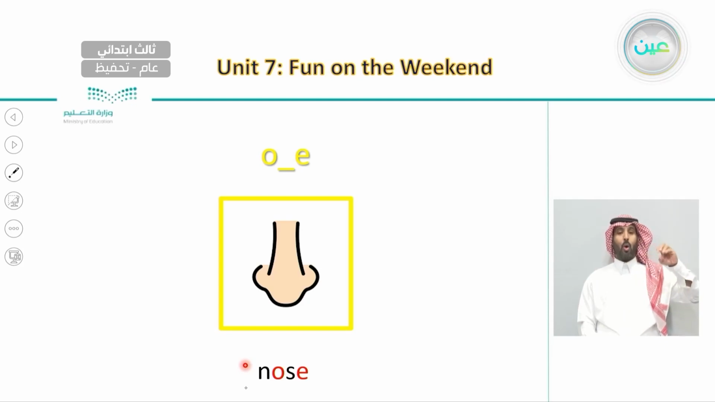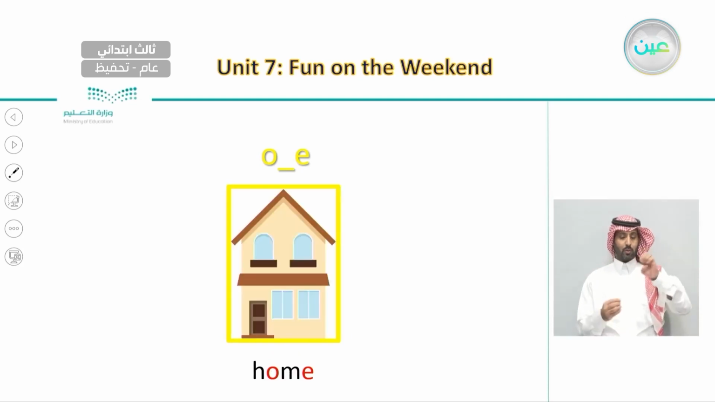And also the other word from the OE group of words is nose. Nose. Say with me. Nose. Nose also is a body part that has the O and E at the end. And also the other word, which is home. Home. Say with me. Home. Home is also a word that has O and E at the end. Home, which is the place we live in.